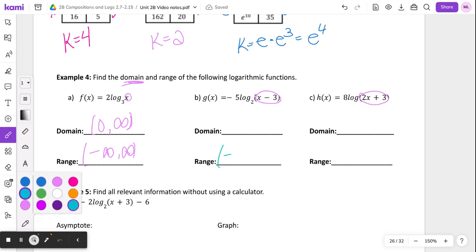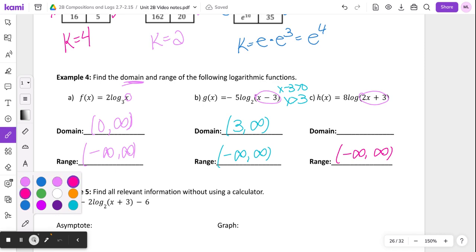That's going to be the case across the board. The range is all real numbers. The domain, though, keeps changing. In the second one, you would take that quantity, x minus 3, set it greater than 0, solve that. Now this means that our whole graph shifted to the right 3, so our vertical asymptote is now at x equals 3, so our domain is anything greater than 3.